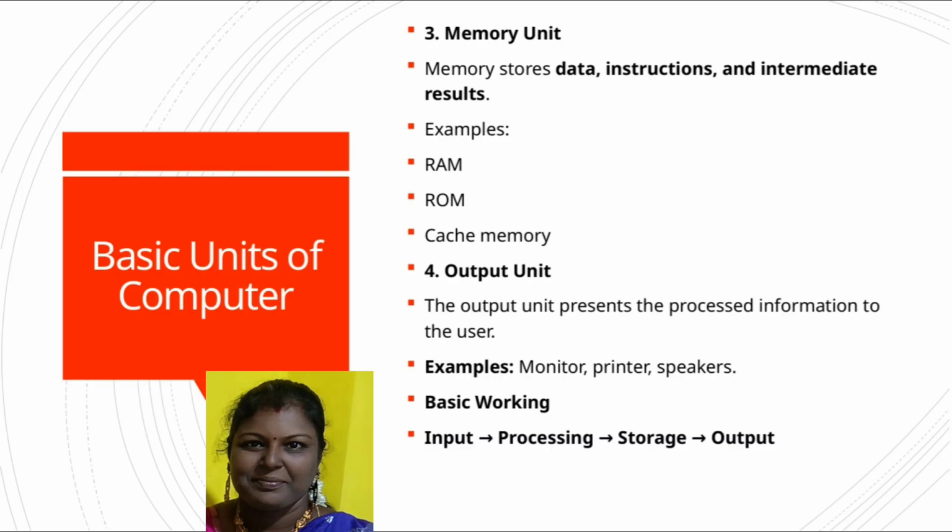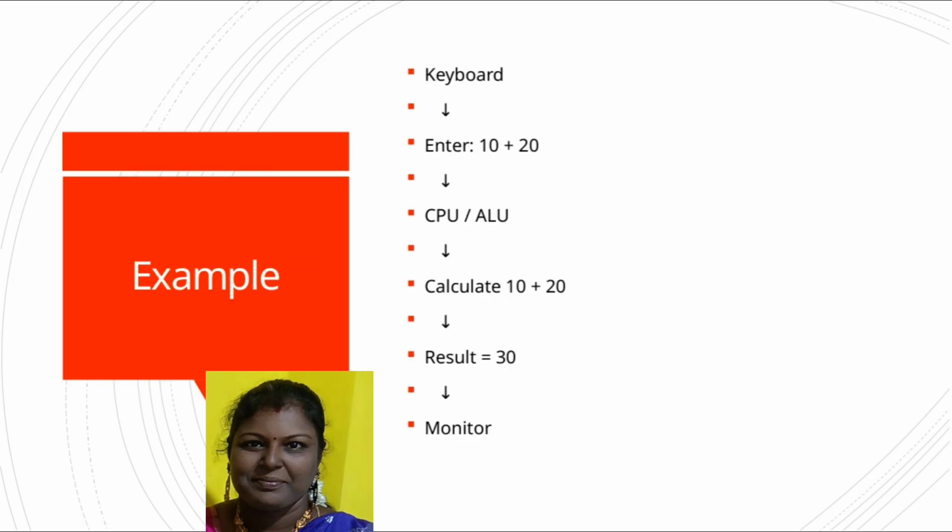Let's walk through a simple example of how a computer handles a basic calculation. We start by typing 10 plus 20 on the keyboard. That input is sent to the CPU, specifically the arithmetic logic unit, the ALU. The ALU performs the calculation, adding 10 and 20 together. Once it finishes, the result, which is 30, is sent back to the monitor. This flow shows how input turns into output through the core parts of a computer.